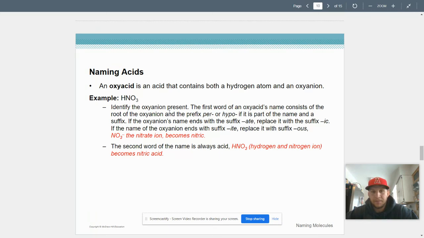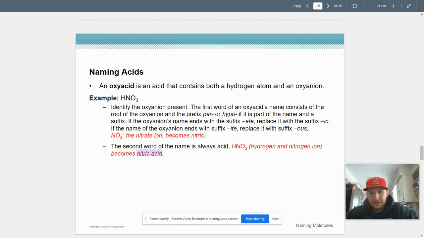So it's going to consist of our root. If our prefix is per or hypo, that's also going to be included. Like if we were dealing with perchlorate and we wanted to make it an acid, it'd be perchloric acid. But I'm jumping ahead of myself. Just know that if it has per or hypo, we're going to include that in our name. Other than that, if it has an ate ending, we just replace it with ic. So our nitrate ion becomes nitric. This molecule right here is going to be nitric acid.